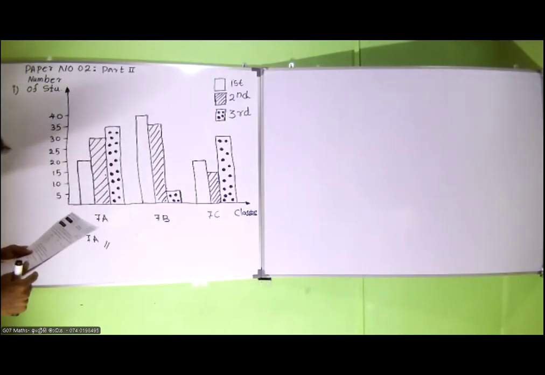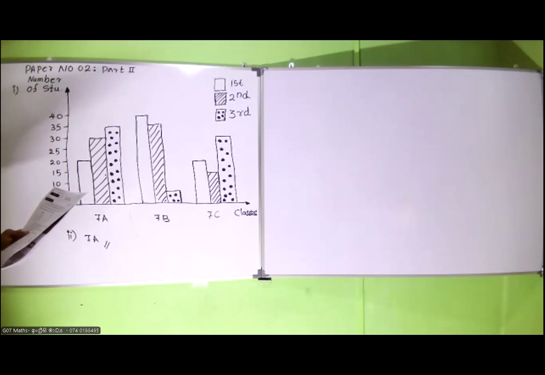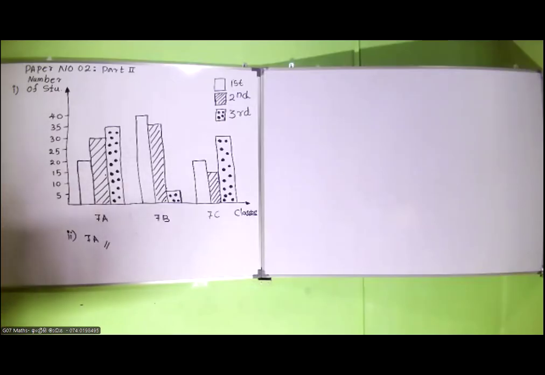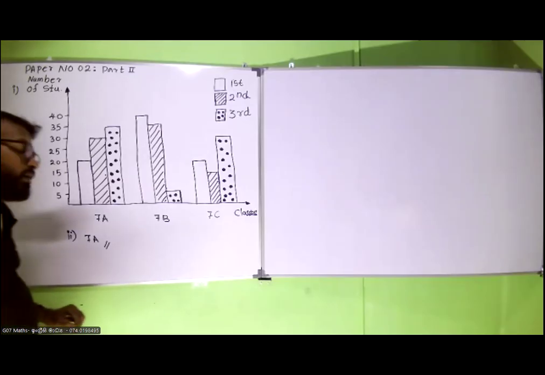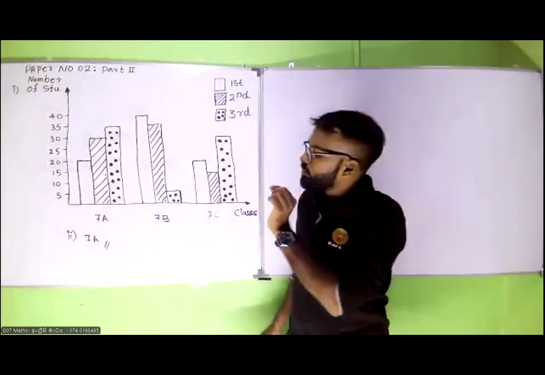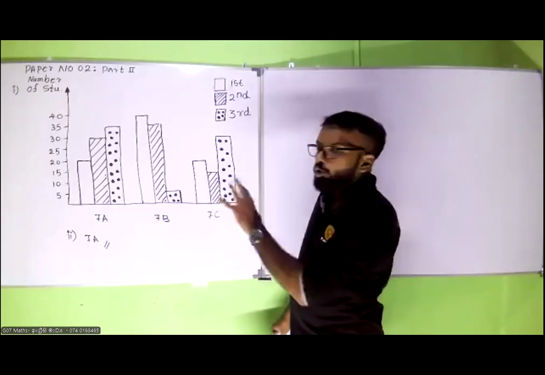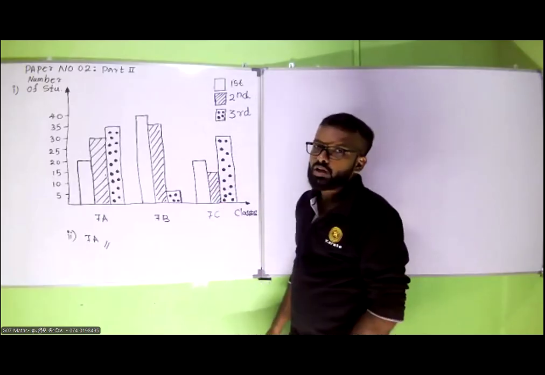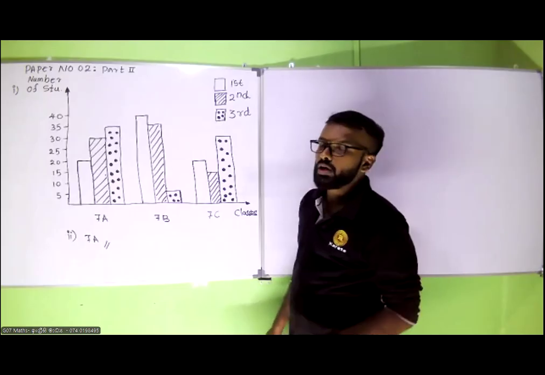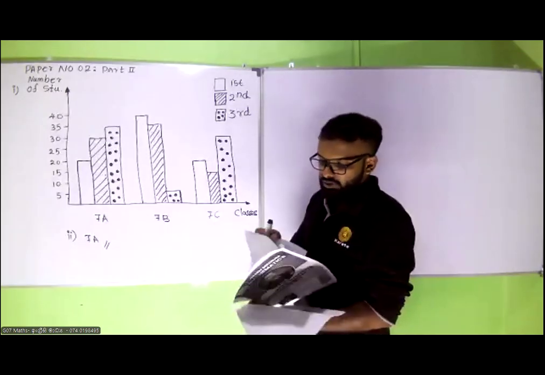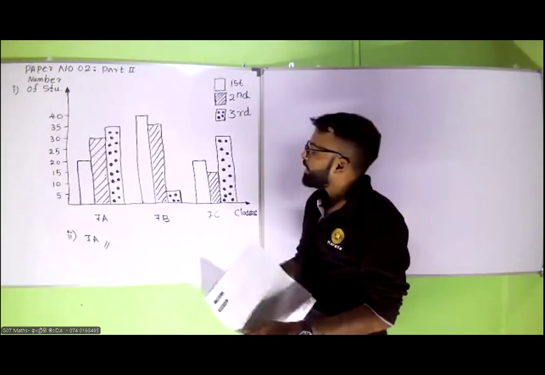Then third one. When 3 classes are concerned, which class shows the least attendance? To give the answer for this question, by looking at this one, at once you cannot tell. Exactly you cannot say.